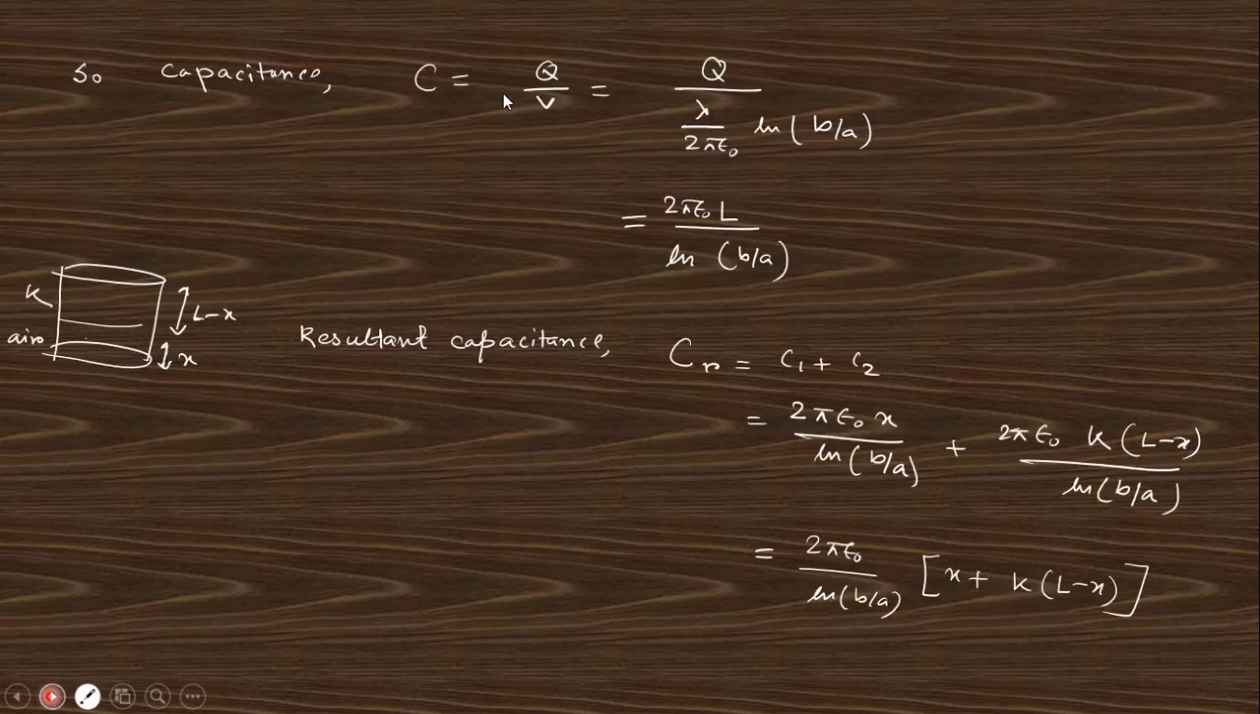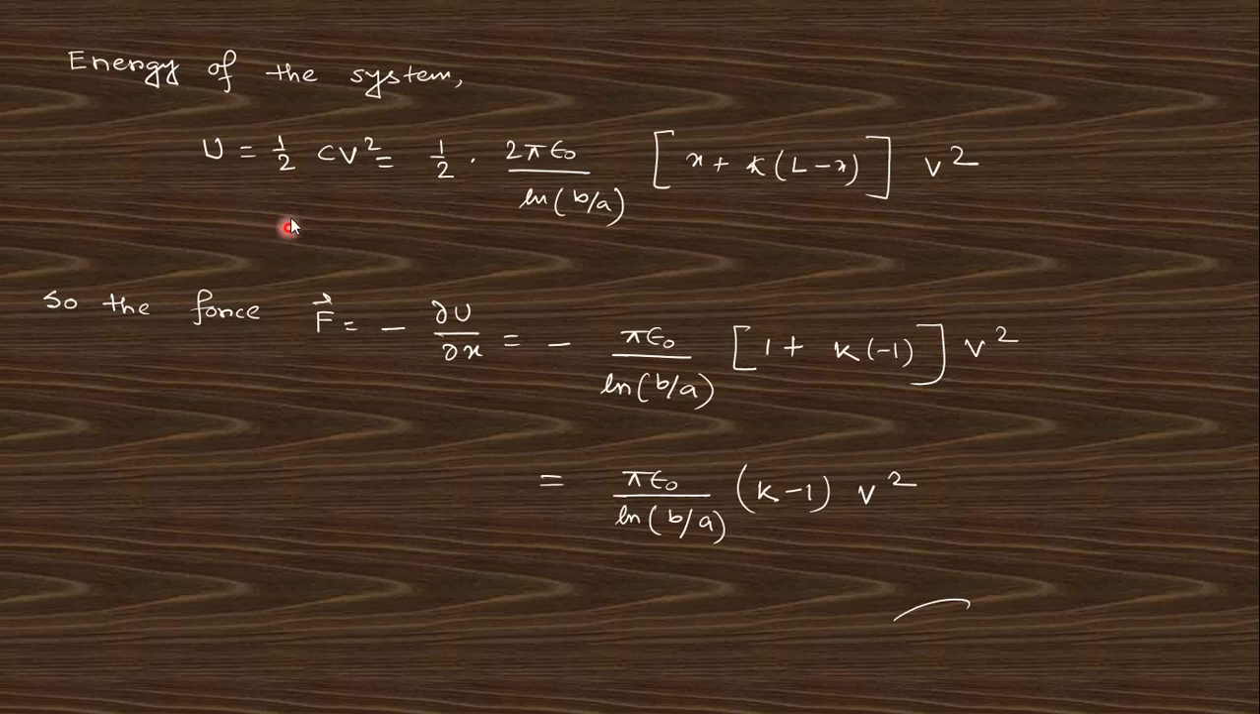After getting the potential difference, we can find the capacitance, Q by V. Put the value of V and you will get this expression. Now you can see there are two capacitors in parallel combination, so the resultant capacitance will be the sum of these two, where air is x distance and the dielectric is L minus x distance. That's why here we write K epsilon naught into L minus x. So finally we get this capacitance.